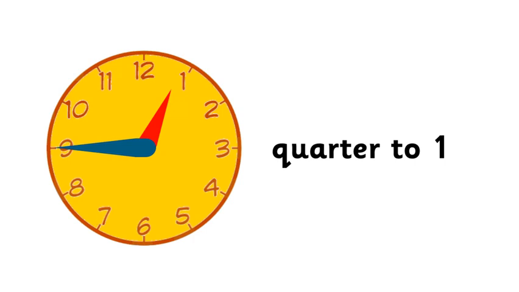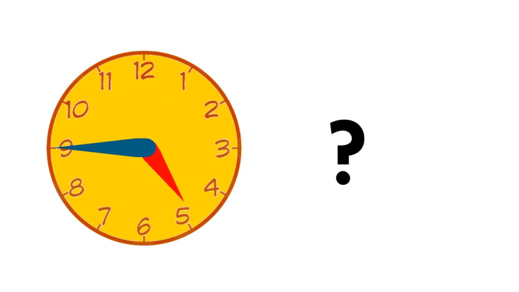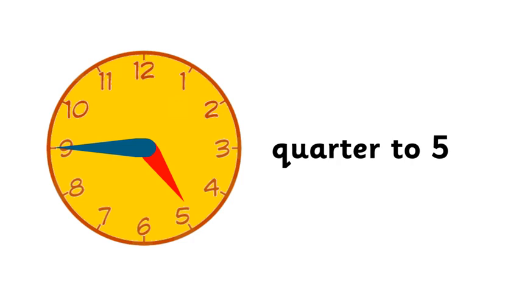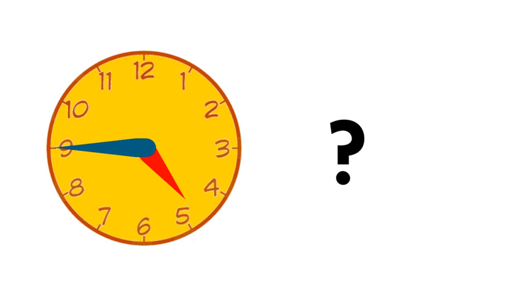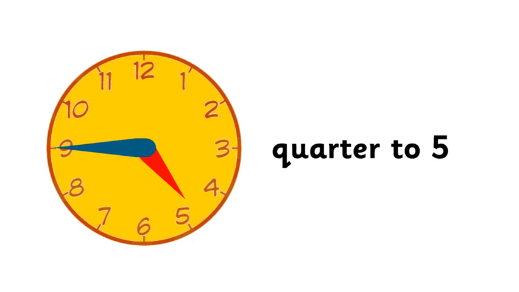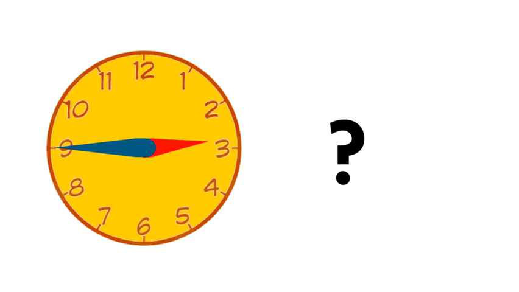Quarter to 1. It's nearly at the 1 o'clock. That hour hand is nearly at the 1 o'clock, but not quite. And this minute hand has got a quarter of the way to go. Quarter of the clock face to go. Quarter to 1. Quarter to 5. Also quarter to 5. Just keeping you on your toes. How about this one?